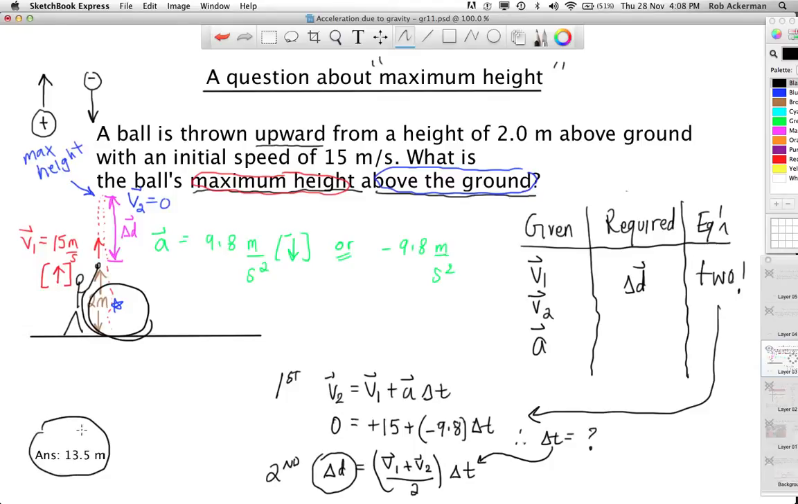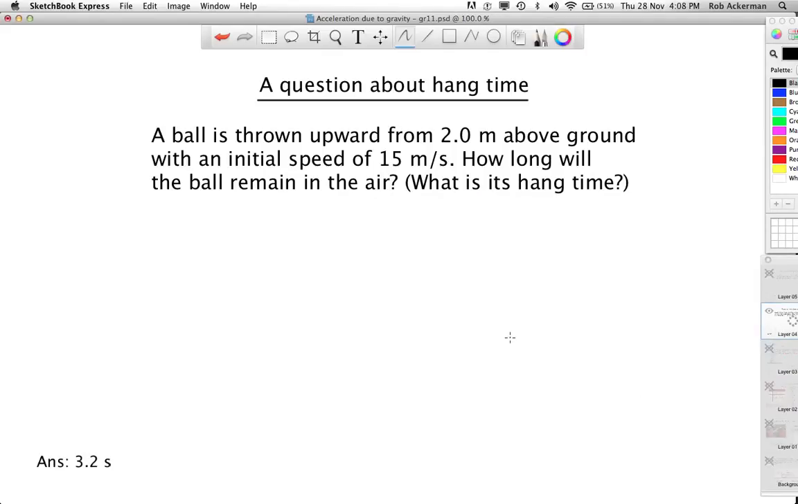So that's how to do a maximum height question. It's to realize that v2 is 0 at maximum height. And of course, don't forget to add any extra distance here if the ball was not launched from ground level. Let's move on now to another classic question.